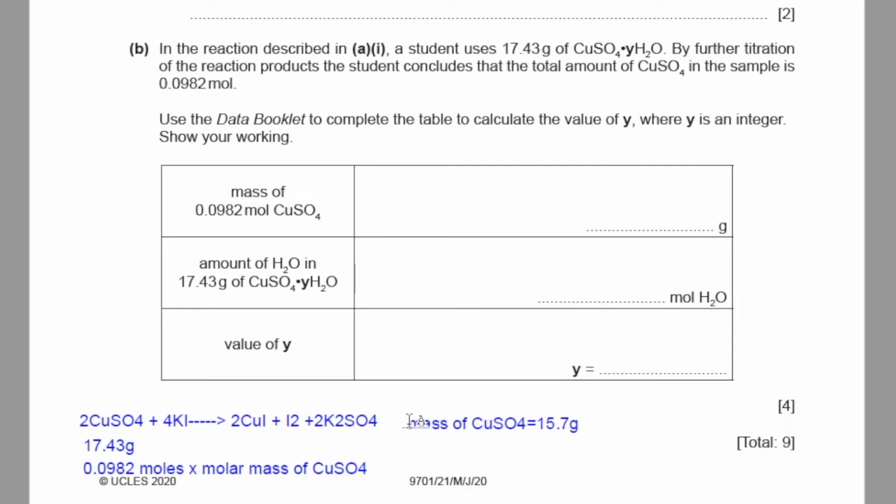So the mass of water molecules present would be equal to 17.43 minus 15.7, and so the mass of H2O is equal to 1.76 grams. And then when we divide it by the molar mass of water, that is 18, we get 0.0976 moles of water being used in this equation.